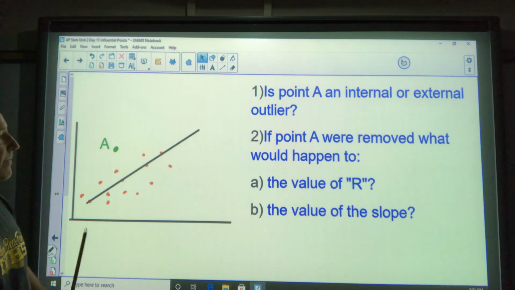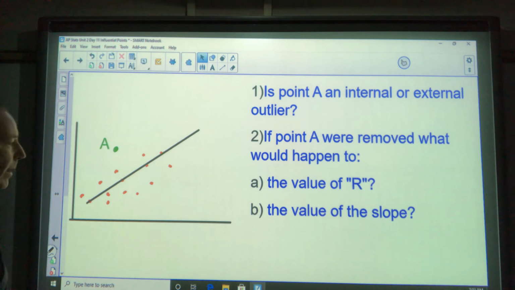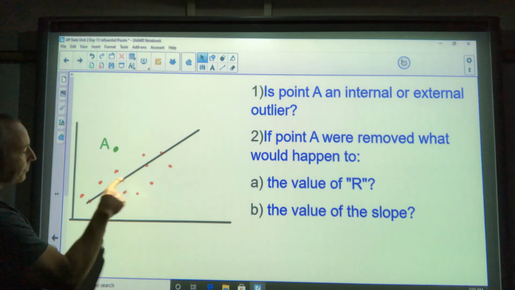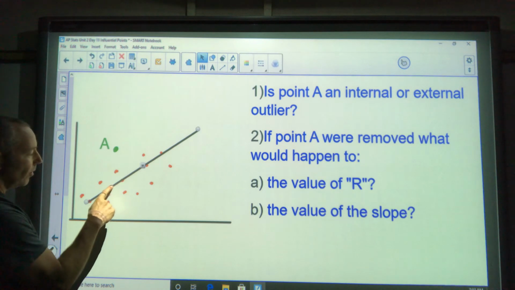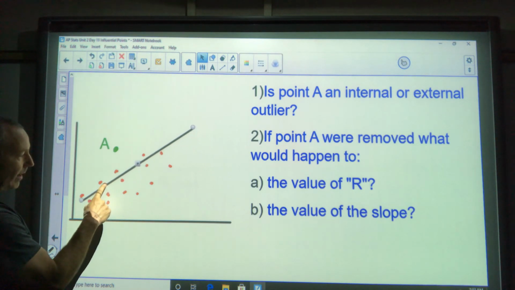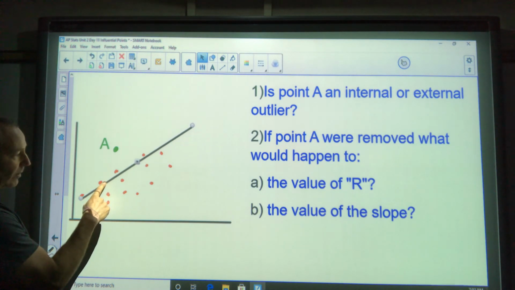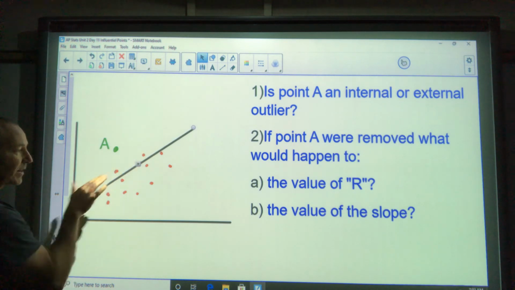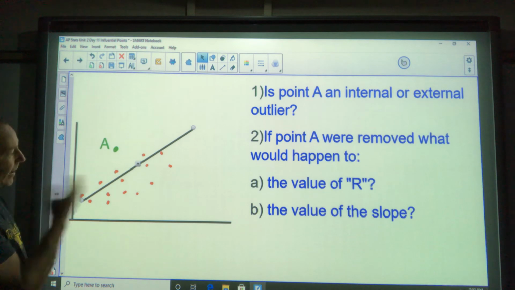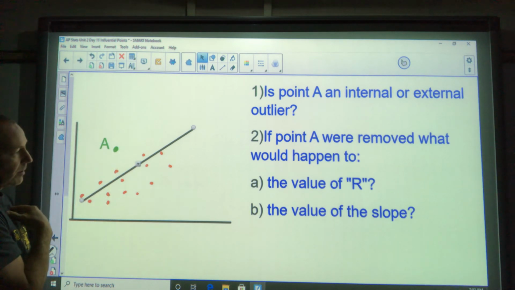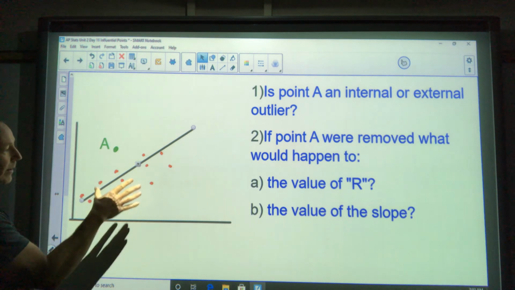Okay, if I were to remove A, what would happen? Okay, well, here's what's going to go on with these ones. This line here is going to get drawn up a little bit, and you'll find that if you check with actual points, that it'll largely stay the same slope. Okay, it'll just move the line up a little bit. Okay, all right, and with R in, I would say it's less linear.